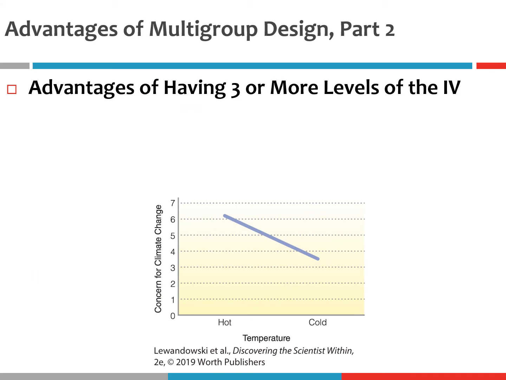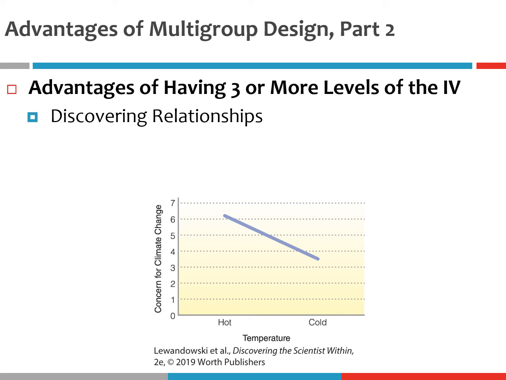Another advantage of having 3 or more groups is you can look for a non-linear relationship. So if you have 2 groups, any kind of relationship you see is linear because you only have 2 points. You have a mean for group 1, which is your first point, and you have a mean for group 2, which is your second point. And any relationship between 2 points has to be a straight line.